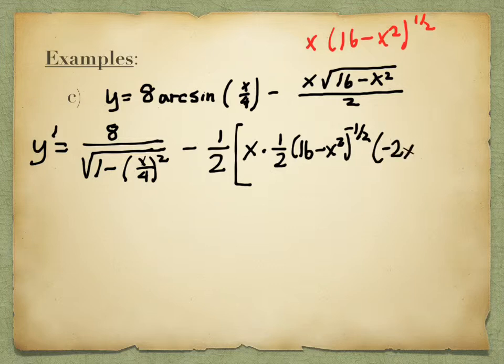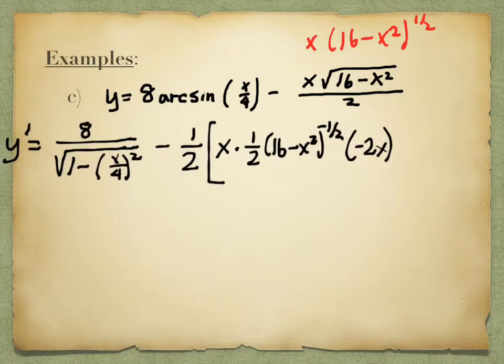Good, and don't forget the negative. Very good. Okay, that was the hard one, right? The other piece's derivative is easy, but I think I still am going to be out of space. Let me scoot this over just a bit more. All right, the other one's going to be then plus what? Yeah, just the 16 minus x squared to the 1/2, because the derivative of x is 1.